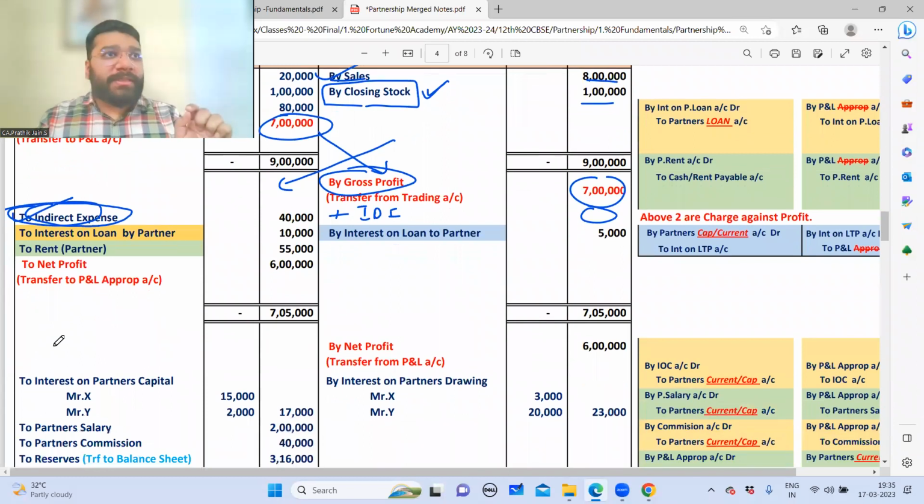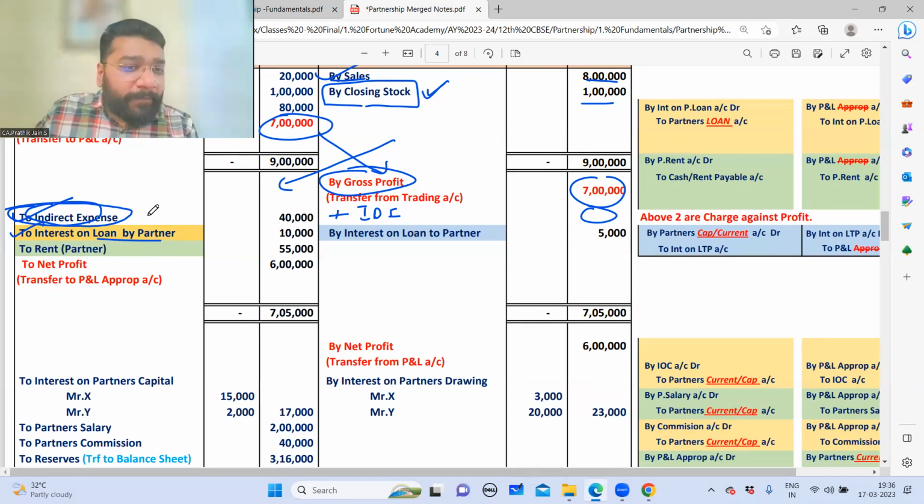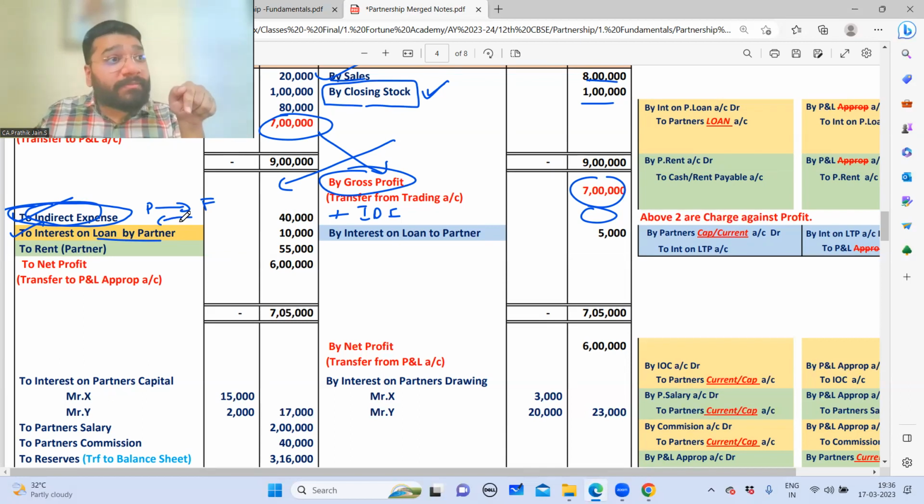Now, in these indirect expenses, you have not considered any expenditure that you're going to pay to the partner. We are going to deal with that one by one now. Any expenditure that you have to pay to the partner will either be charged against profit or be an appropriation. Take interest on loan by partner, that is loan given by partner to the firm. The firm has to pay interest. Is interest income or expense? Expense. So this is that expenditure.